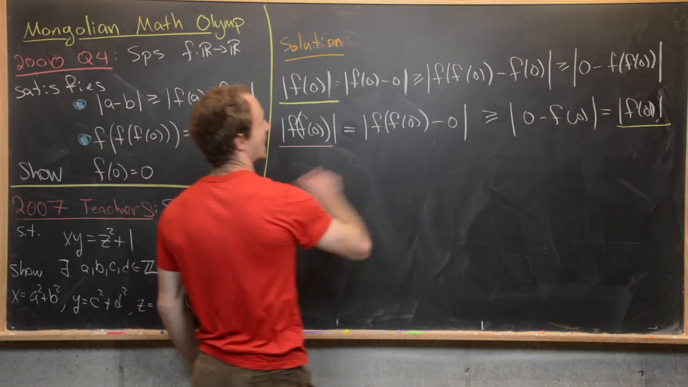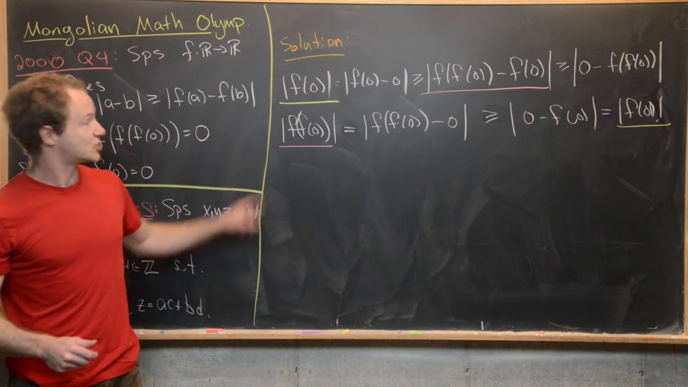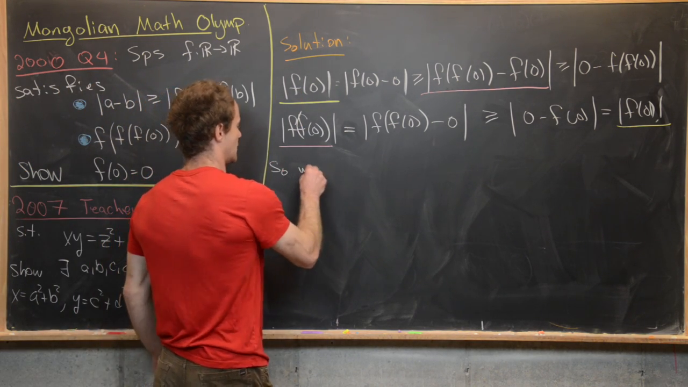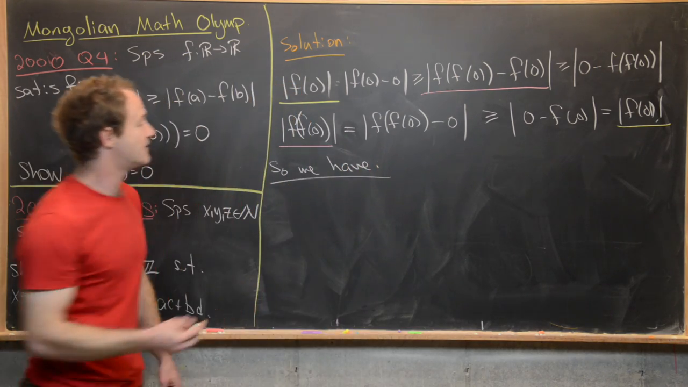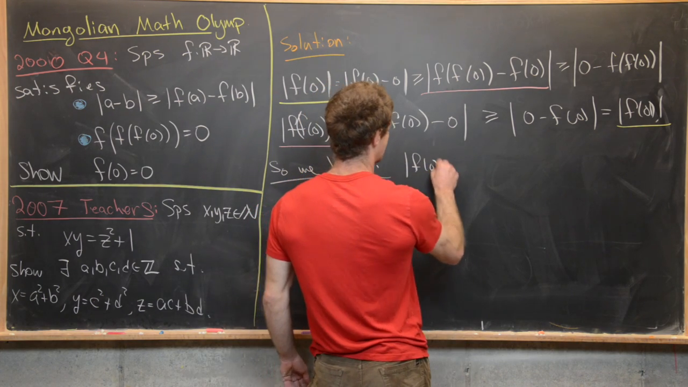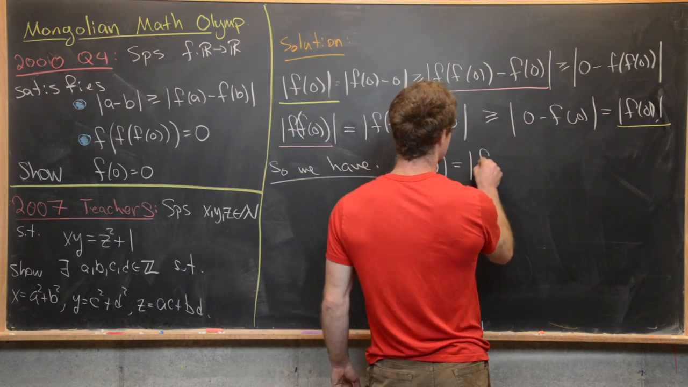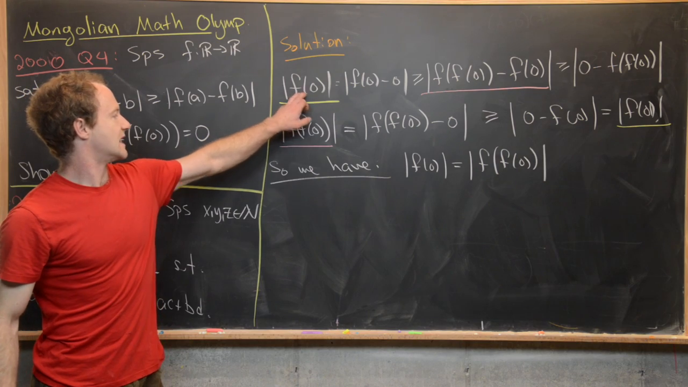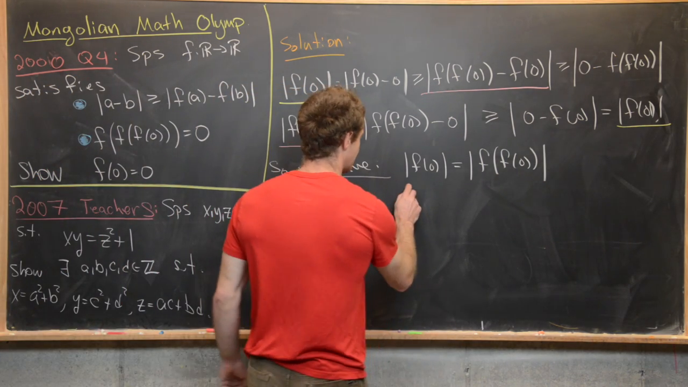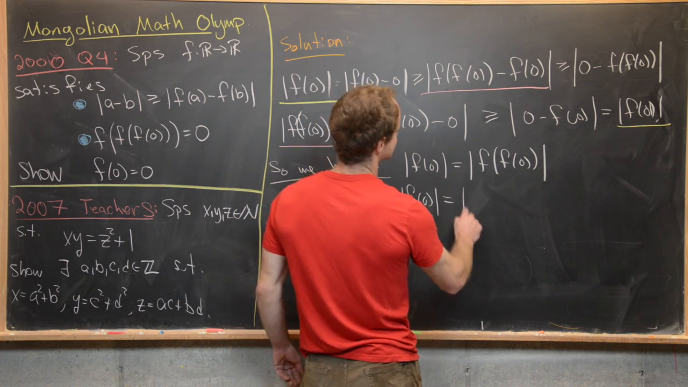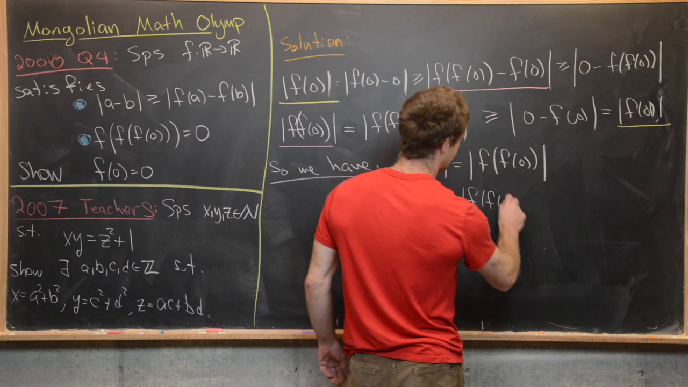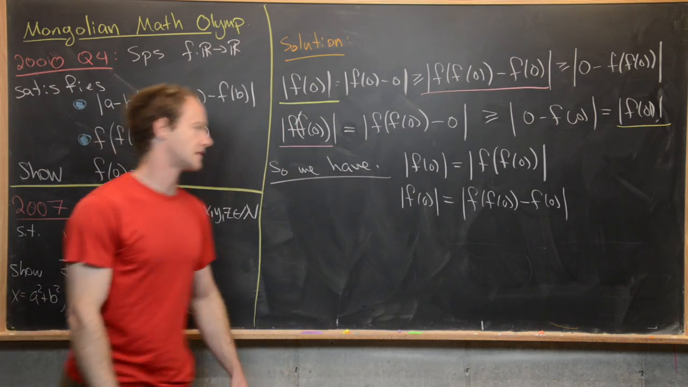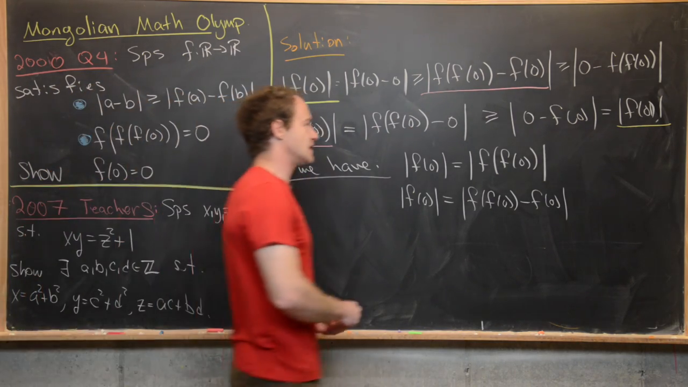In particular, this guy and this guy are equal to each other and to the absolute value of f of zero. So let's maybe go ahead and write that down. We have these following two facts. We have the absolute value of f of zero equals the absolute value of f composed with f of zero. So that's from this yellow and this pink. And then we also have the absolute value of f of zero equals the absolute value of f of zero minus f of zero. So that would be like this yellow and this pink. Okay, great. So now let's see what we can do with this.